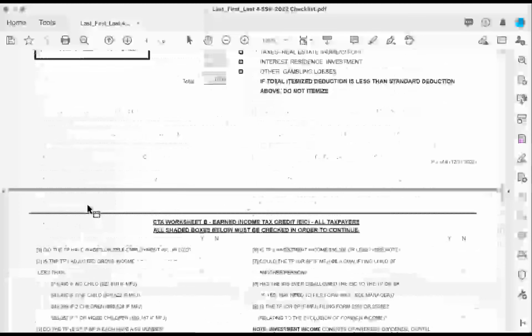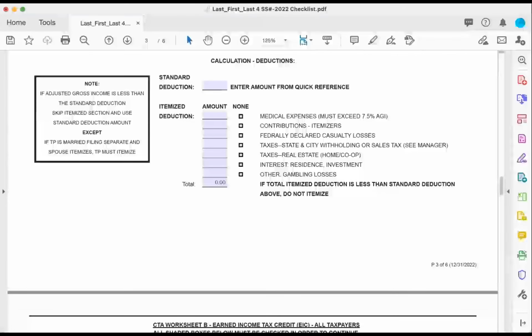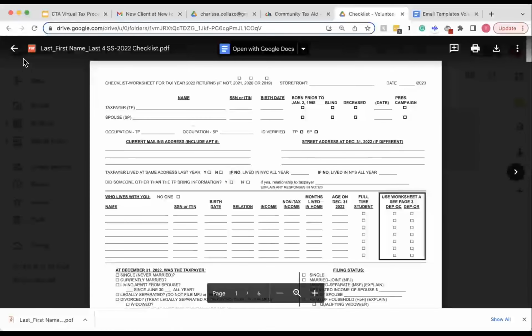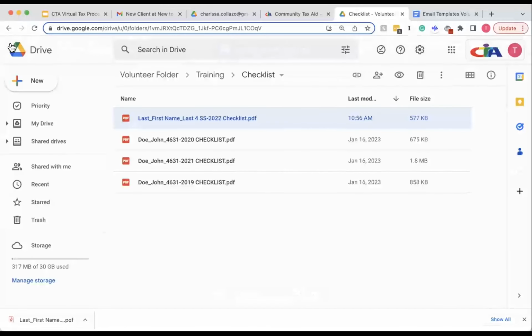So that's important. Okay, so I'm going to go back to resharing here. So once you've downloaded the checklist and filled it out, you need to save it as the taxpayer's last name, first name, the last 4 digits of their social security number, and then it's going to say 2022 checklist at the end. Leave that there. It's a long name for a document, but it's helpful for us to keep organized.